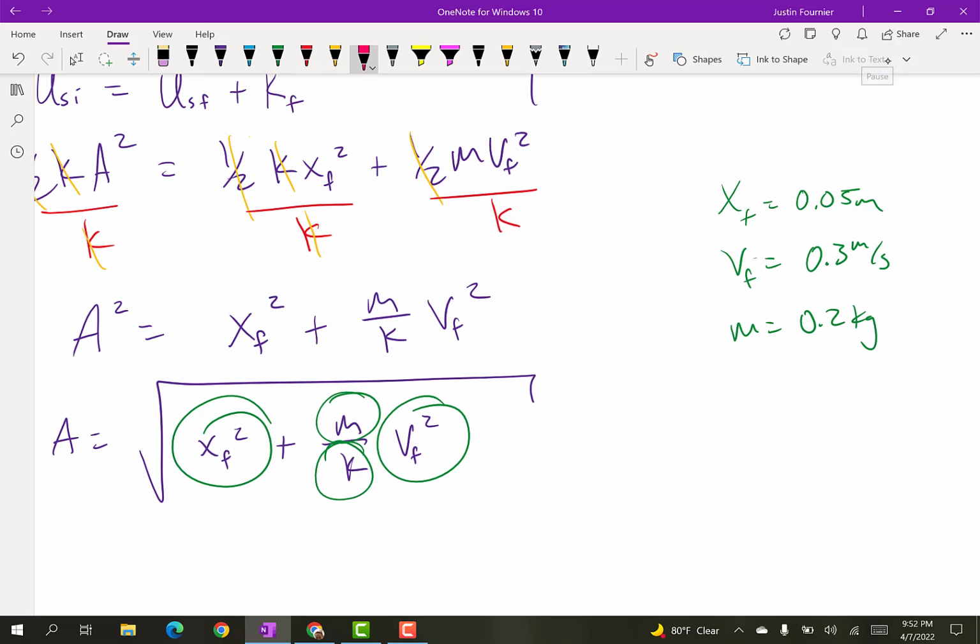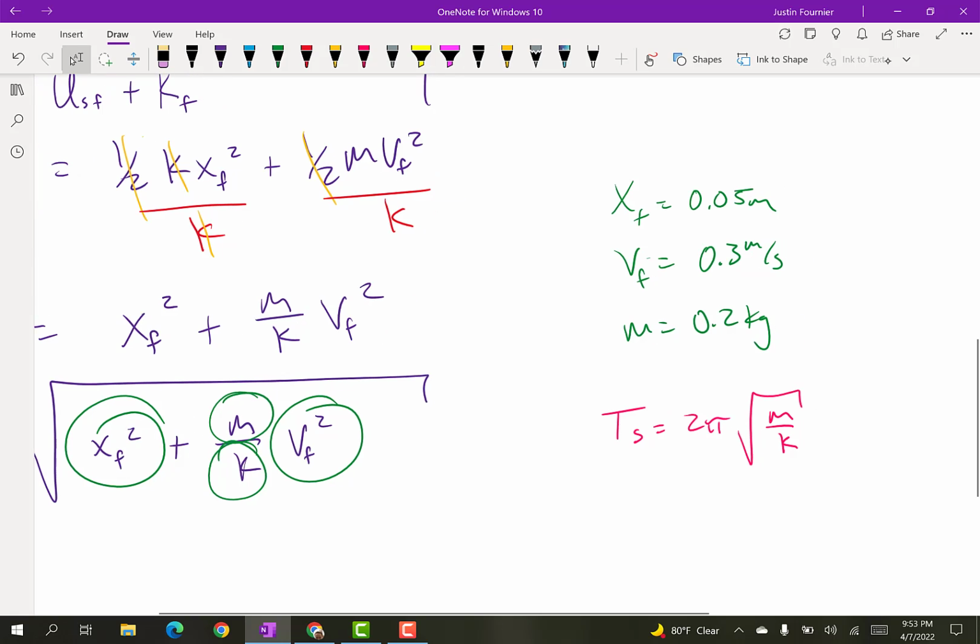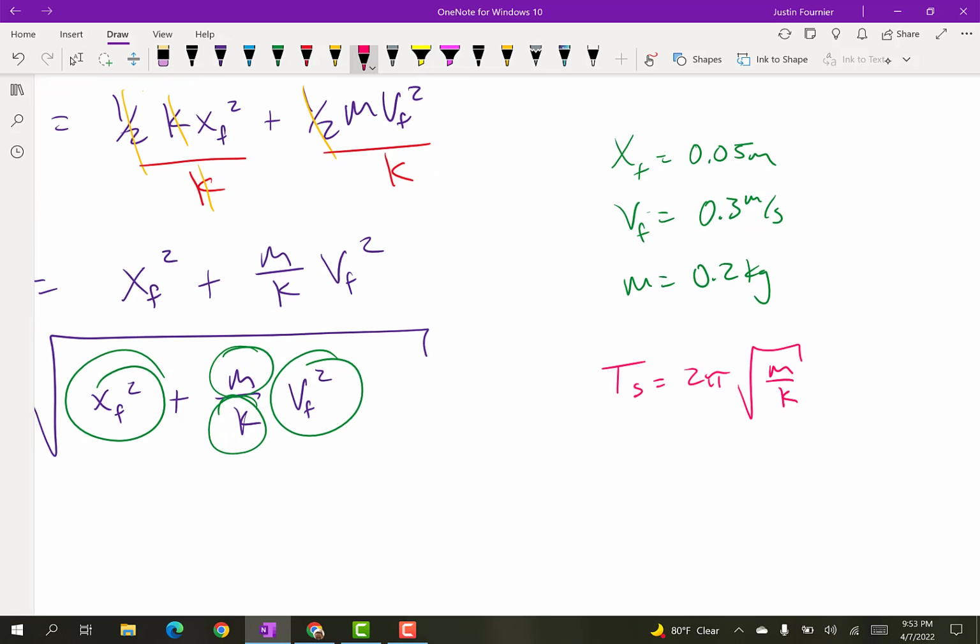So to find the spring constant, I'm going to use my period equation. It's 2 pi times the square root of m over k. So we got that in our lab the other day, that the period of a spring is equal to 2 pi times the square root of the mass divided by the spring constant. Let's see, divide both sides by 2 pi. That'll give me this, and if I square both sides, that'll give me m over k.